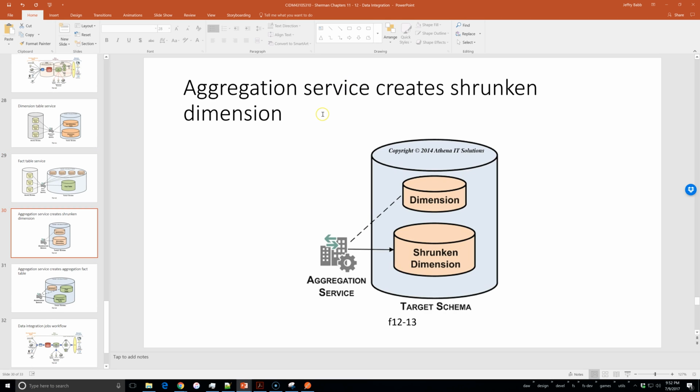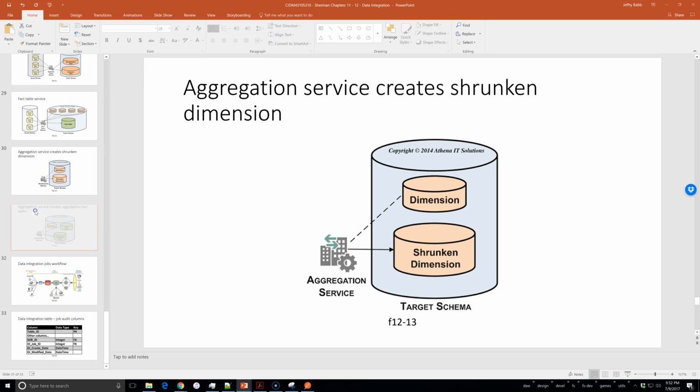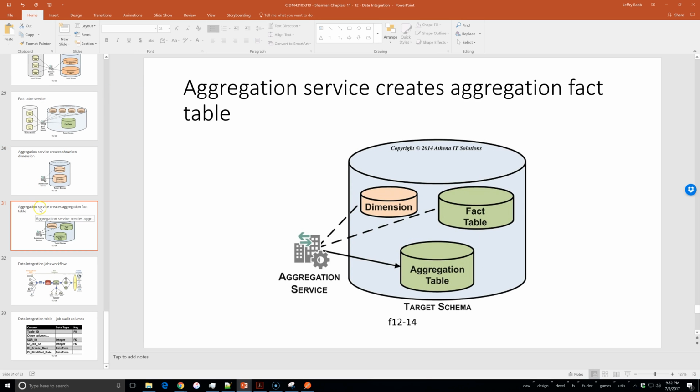We'll have an aggregation service, which essentially then creates reduced dimensions. Generally, average of this, the mean of that, the mode of that, gives us a digested dimension that makes it easier for analyses. We'll have an aggregation service which creates aggregate fact tables. So in that case, it's not necessarily fact reduction as much as it is agglomeration of the facts.